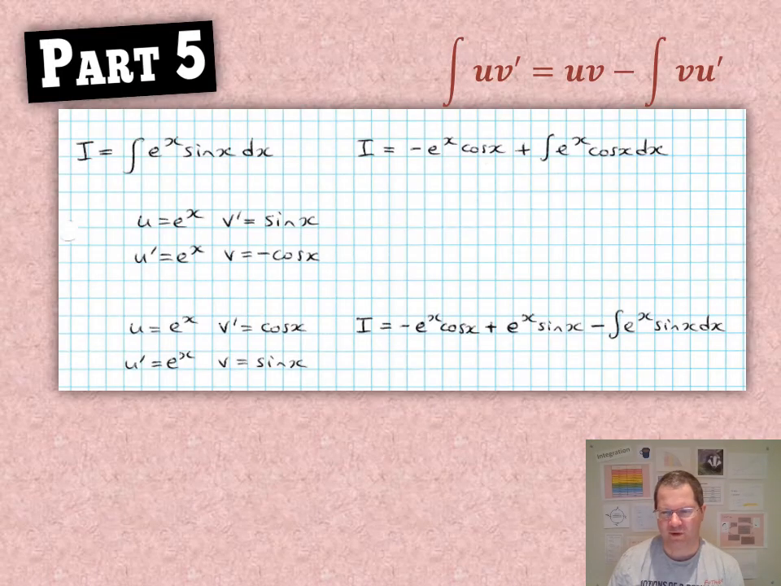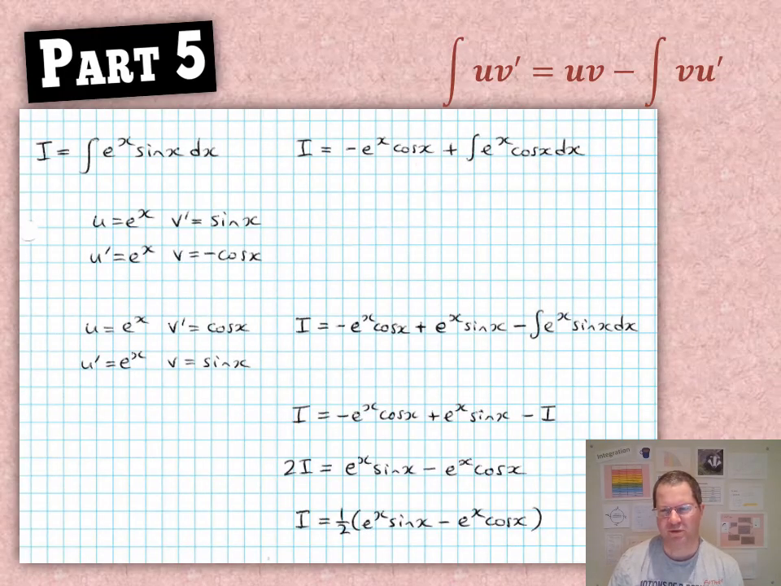And then remembering what we did before, we've got minus e to the x cos x plus, now we're using the formula, uv is e to the x sine x, minus from the formula the integral of vu dash, which is also e to the x sine x dx. And it looks like we haven't really made any progress because we've just got back to where we started from. And that's why I've written I equals at the beginning, because we've regenerated the same thing. So I can write I equals minus e to the x cos x plus e to the x sine x minus I, where I is the thing we want to find.